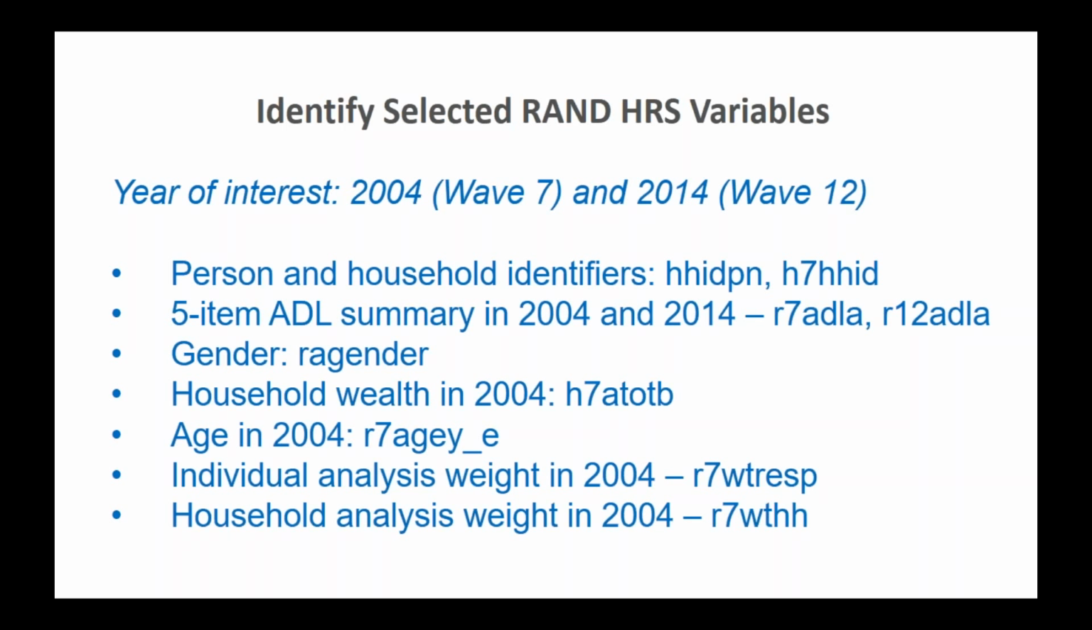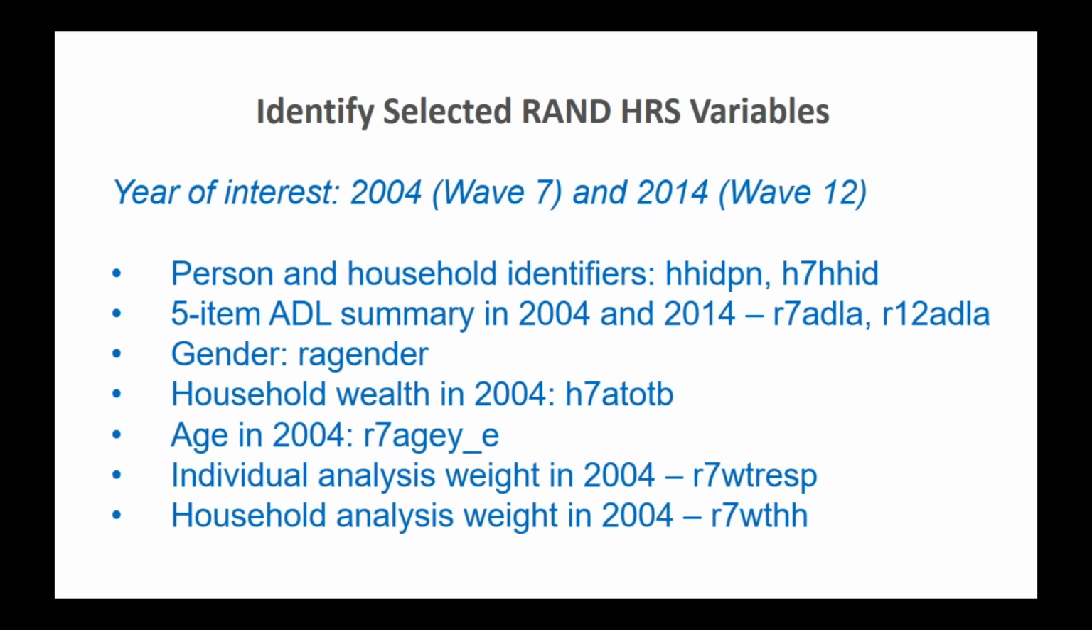So the first thing we're going to use is person and household identifiers. We always want to keep in our identifiers whenever we make a data set, in case you want to go back and merge in some other data later. So we'll use our identifiers. We'll use that 5-item ADL summary. We use that both in 2004 and 2014. So we can look at change between those two different waves over that 10-year span. So those variable names are going to be R7ADLA for wave 7, and R12ADLA for wave 12.